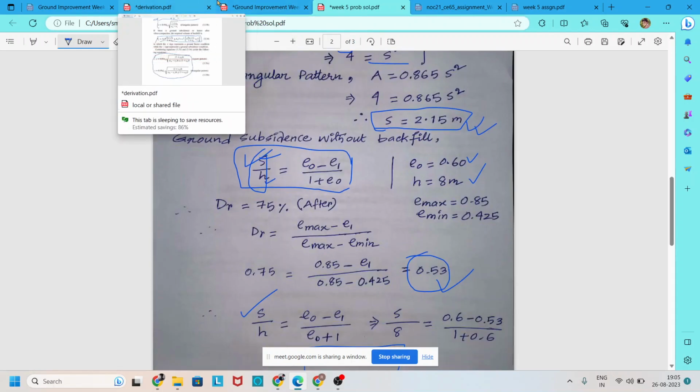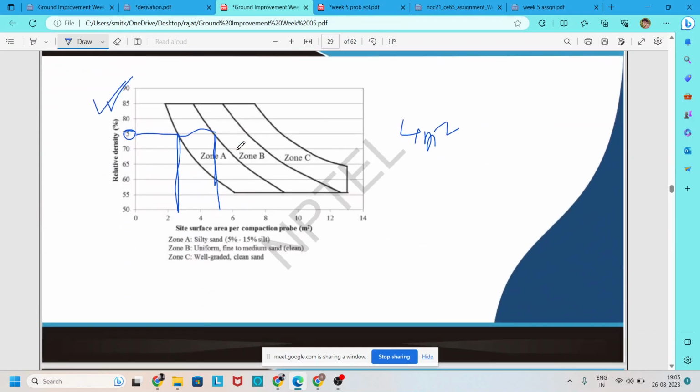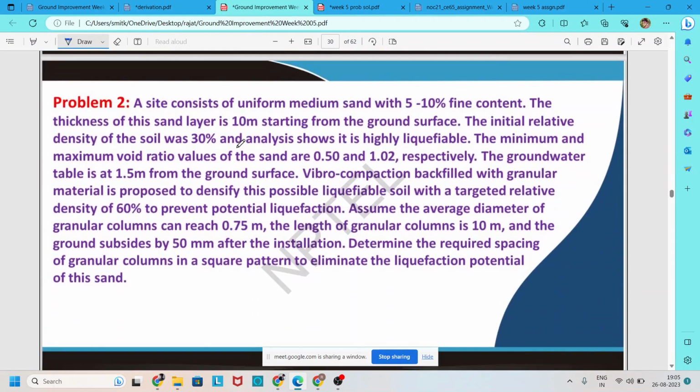Now we can discuss the second problem, which is from week 5. A site consists of uniform medium sand with 5 to 10% fine content. The thickness of the sand layer is 10 meters starting from the ground surface. The initial relative density of the soil was 30% and analysis shows it is highly liquefiable. The minimum and maximum void ratios are given, 0.5 and 1.02 respectively. The groundwater table is at 1.5 meter from the ground surface.